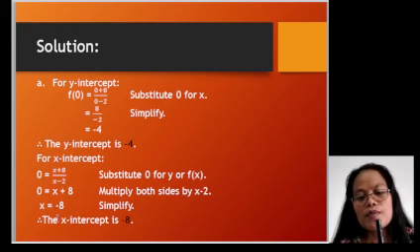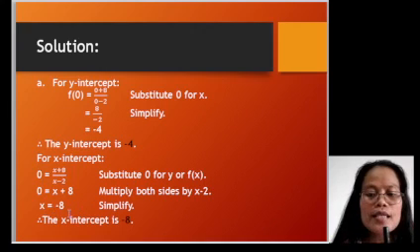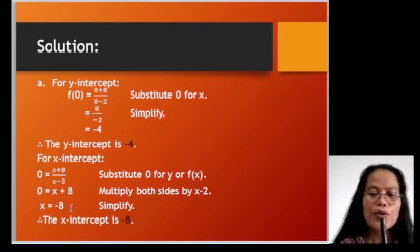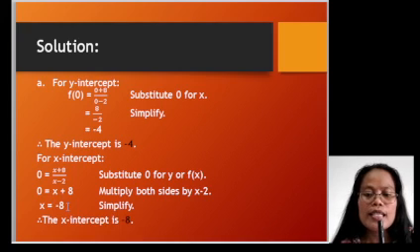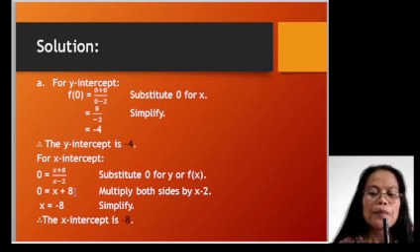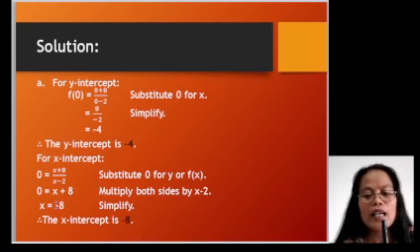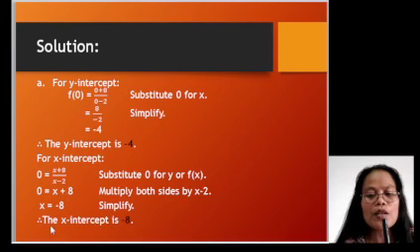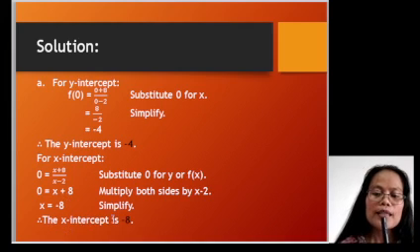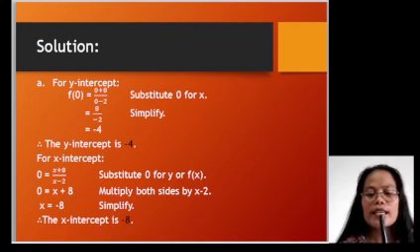And why does it become negative 8? Because we need to simplify. So we have to subtract 8 from both sides. So 0 minus 8 is negative 8, and x plus 8 minus 8 is x na lang. Kaya 8 minus 8 is 0. Therefore, the x-intercept is negative 8.